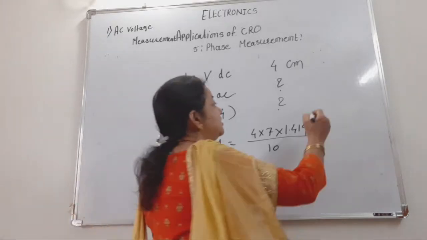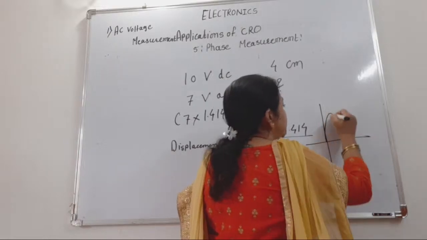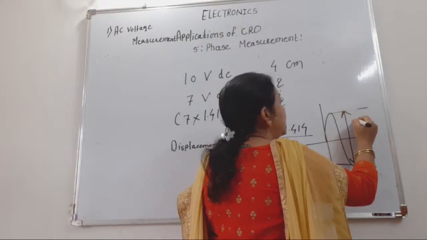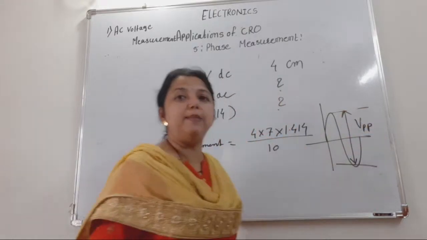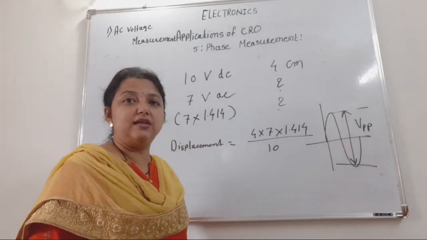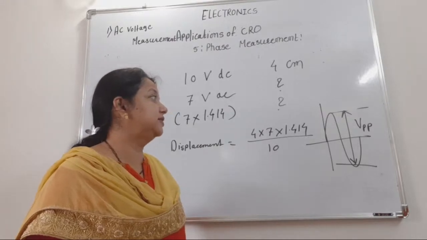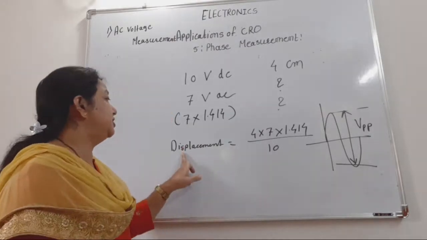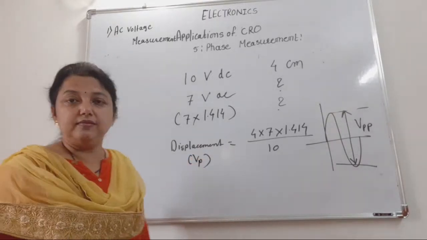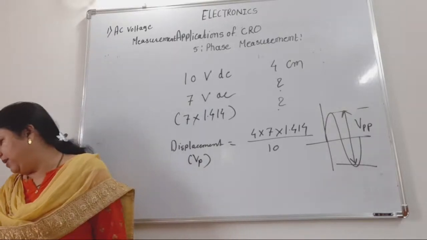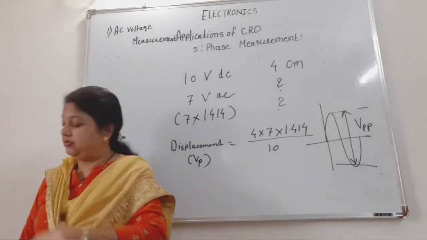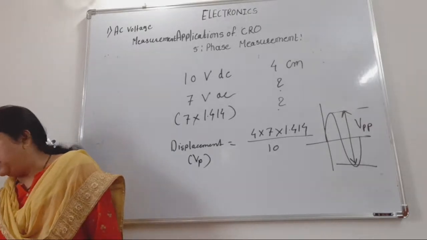Because you understand that the CRO gives the maximum displacement like this. Your total displacement of the electron beam is termed as VPP. VPP means peak to peak voltage, right? Peak to peak voltage. And here the displacement is just VP. Therefore here you have to multiply by 2. Okay? Now the third solved numerical.